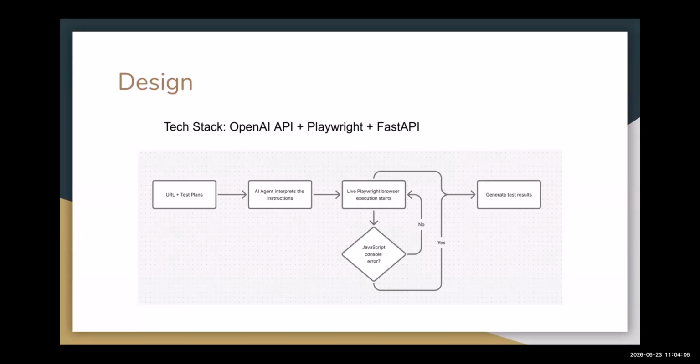So the basic architecture is shown here. The user provides a test server URL and the test instructions. The AI agent interprets those instructions and converts them into browser actions. Playwright will launch a Chromium browser and perform the testing. You can see all this testing in real time.